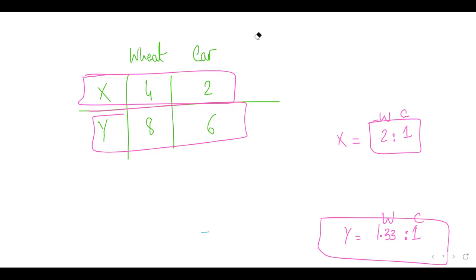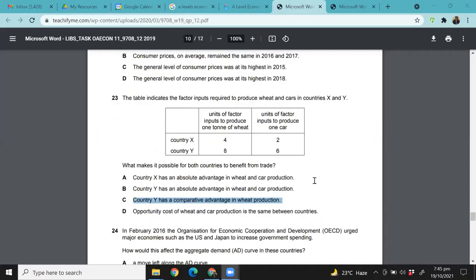So in the case of X, X needs fewer resources to produce wheat, and X needs fewer inputs to produce cars compared to Y. So X for sure has absolute advantage in both wheat and cars. But why is A not the answer? A is not the answer because that is not what will benefit the countries to trade. If one country has absolute advantage in both things, it is not beneficial.